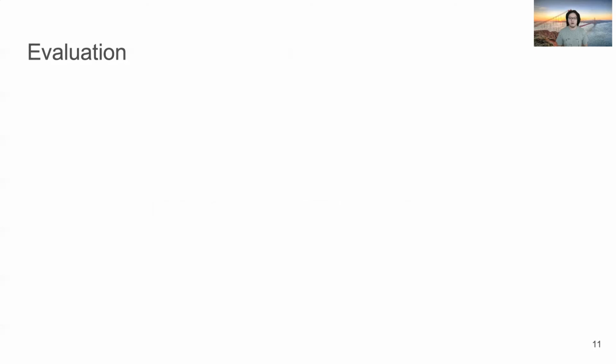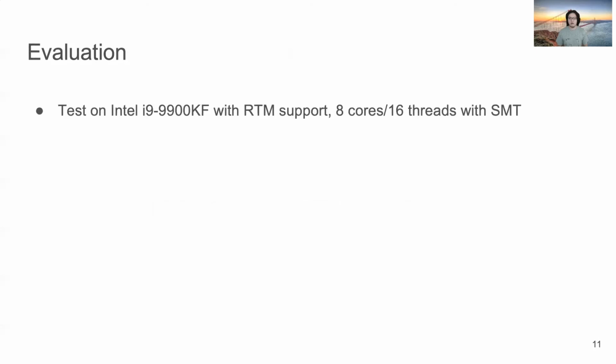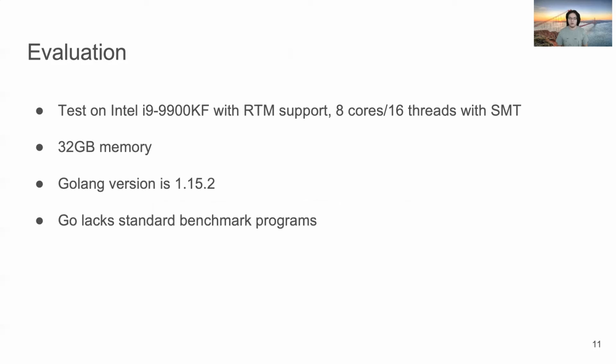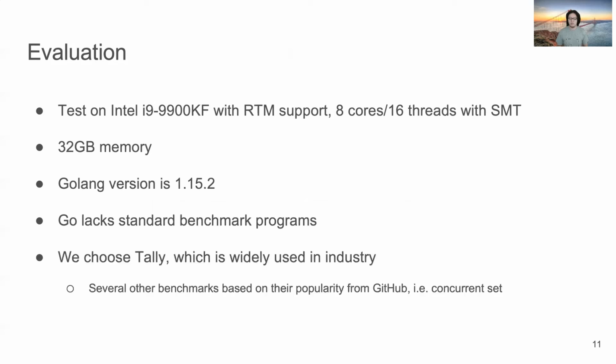All right, let's look at the evaluation setup. We tested on an Intel CPU with RTM for HTM support, and it has 8 cores with 16 threads. The system has 32 GB memory. The Golang version is 1.15.2. Since Go lacks standard benchmark programs, we chose some widely used benchmarks like Tally from GitHub. Also, we included other benchmarks based on their popularity from GitHub, like the concurrent stat.